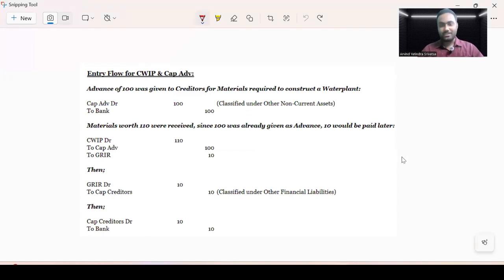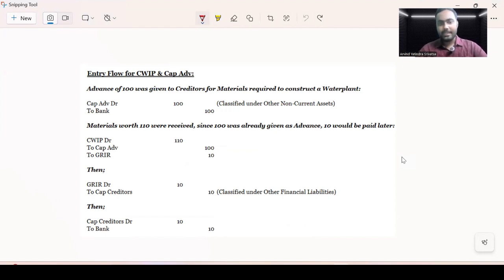I hope the entry flow is visible. So guys, what is the entry flow for CWIP and capital advance? Let's say you gave an advance of 100 to your creditors to construct a water plant. What would be the entry you're passing, guys? You would simply pass the entry: capital advance debit 100 to bank 100. And this capital advance would be classified under other non-current assets because this is in relation to a project, and a project is meant to be long-term. Hence, it would go under the non-current bucket. I hope you understood this, guys.